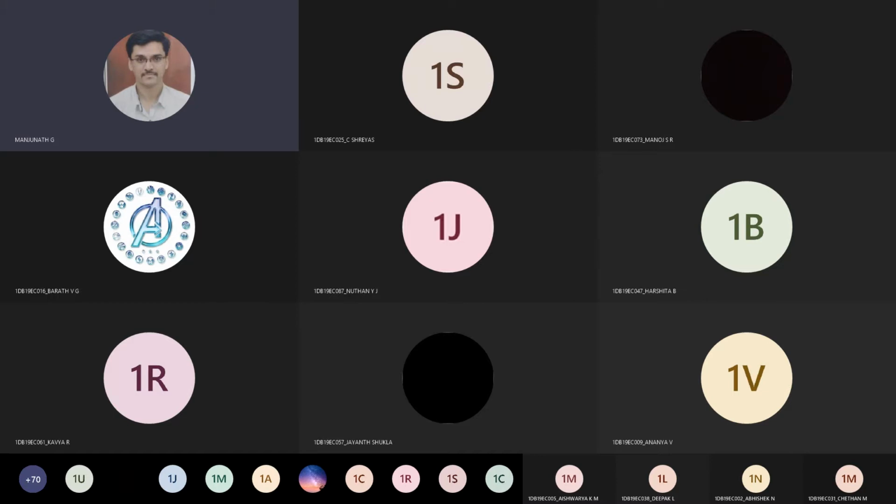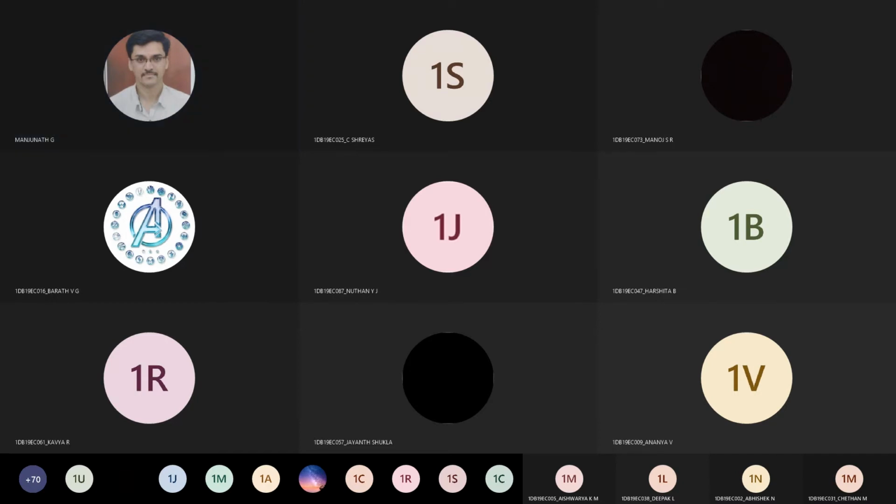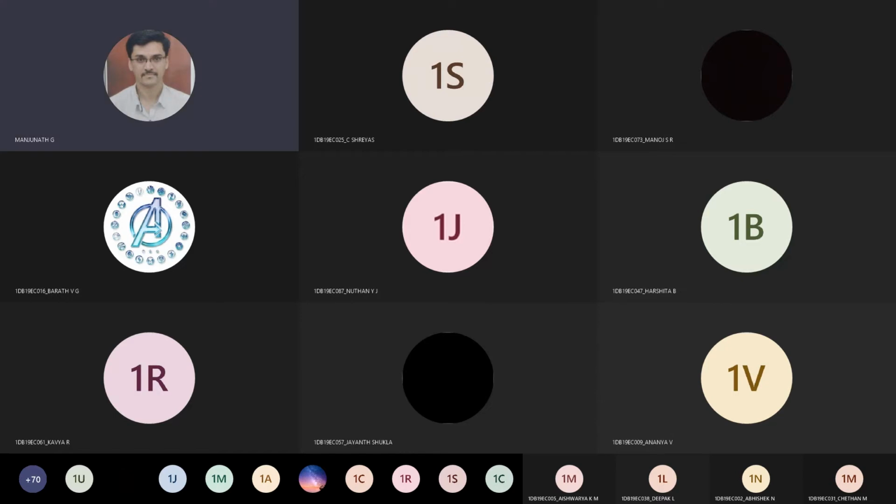So try to analyze and do. Don't do blindly. So if anybody has doubts regarding unit step or ramp function, you can ask. By the time, your friends have solved.